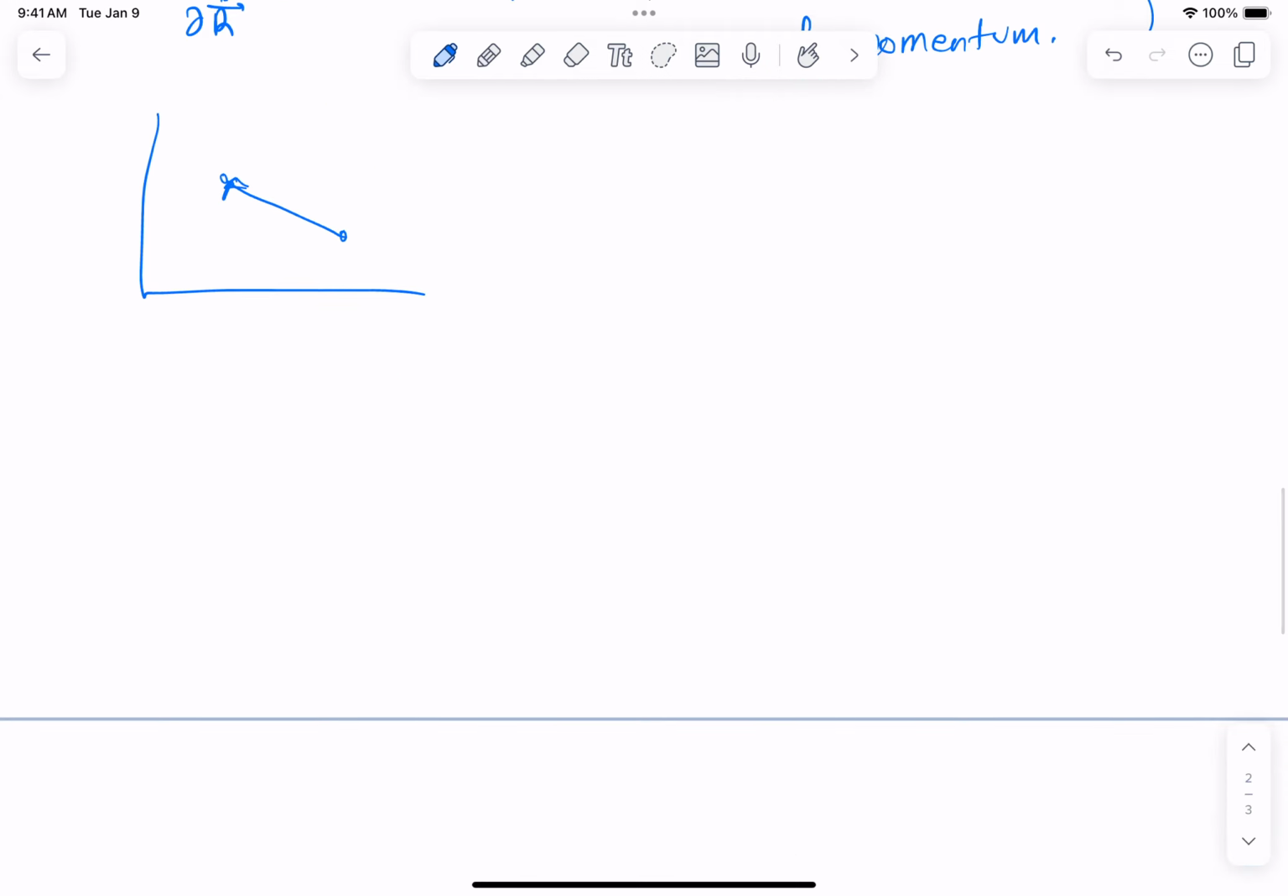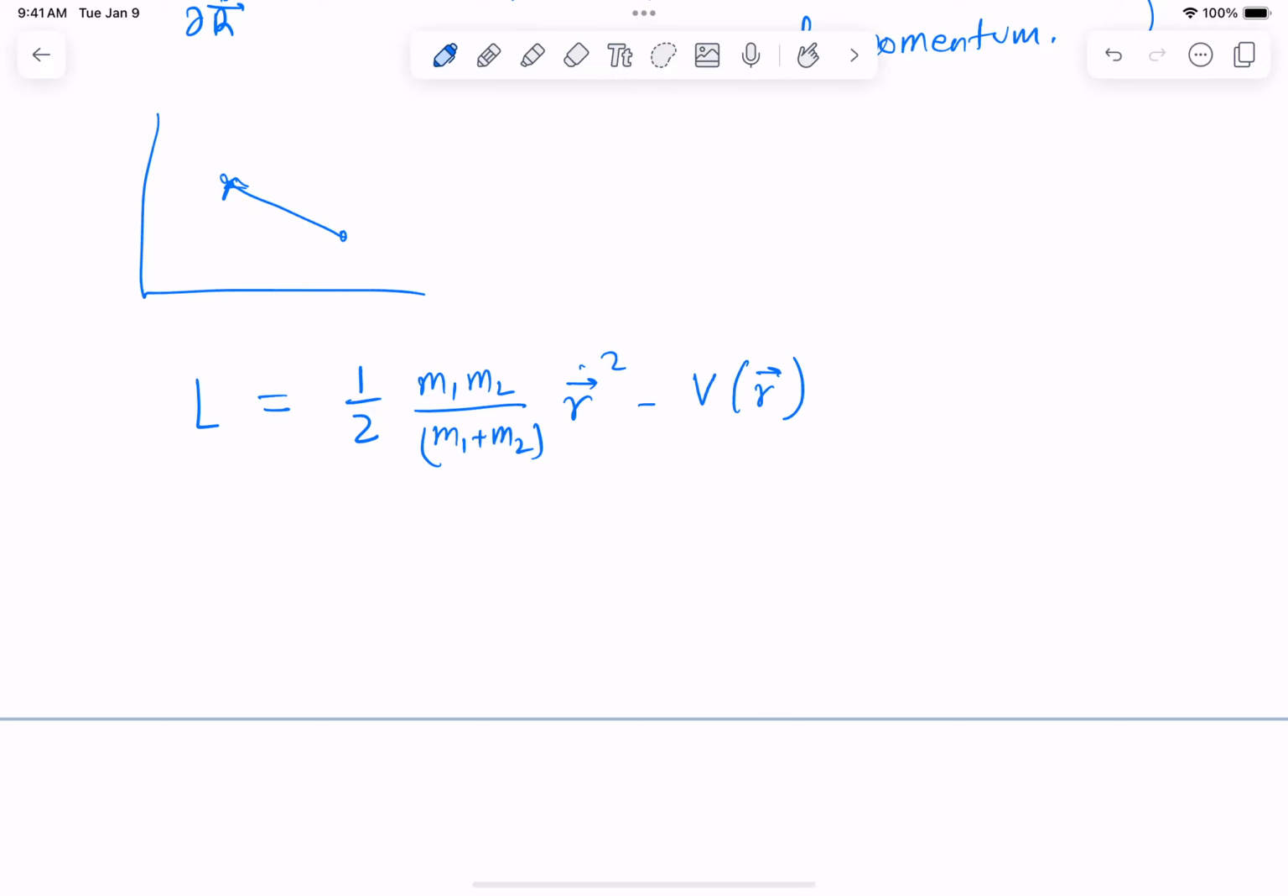So let's just modify our Lagrangian, and we are just going to focus on the second part, which is going to be half of m1 m2 by m1 plus m2 r dot squared minus V of r. Okay, that is our Lagrangian, which we are now concerned with.